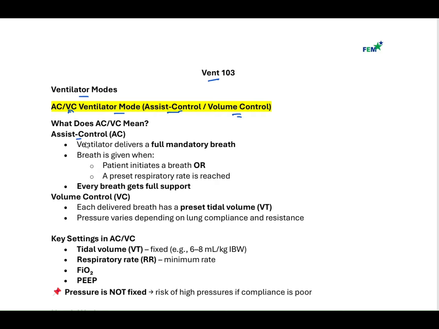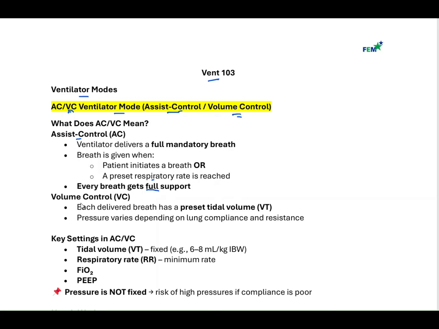Assist control means that the ventilator delivers a full mandatory breath. This breath is given based on a preset respiratory rate. So you set your respiratory rate, and based on that preset rate, and of course, if the patient also initiates a breath, the ventilator will also deliver that full mandatory breath. That's the assist control. So every breath gets full support, right? And then what type of support are they getting?